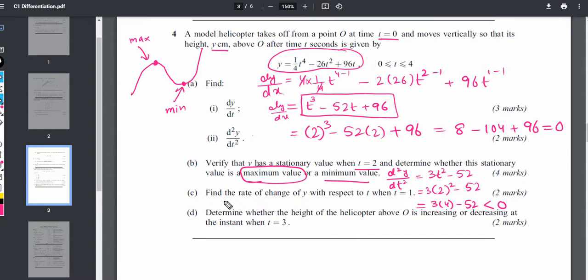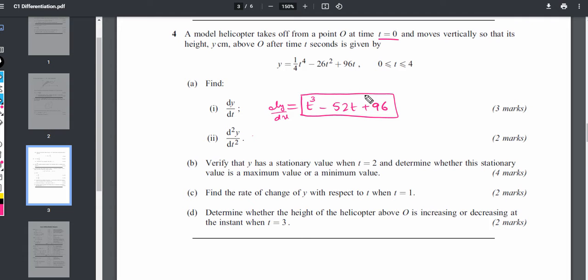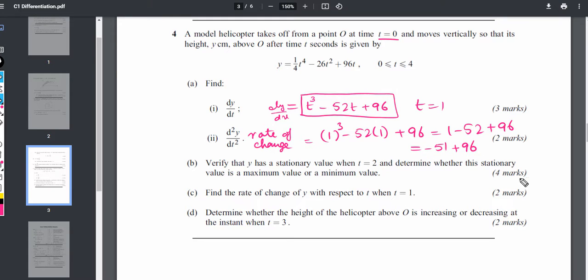In part C, it says find the rate of change of y with respect to t when t equals 1. So this is the expression for the rate of change. Rate of change means the derivative. So we will simply put t equals 1 over here and we'll get the rate of change of y. Rate of change is equal to 1 cubed minus 52 times 1 plus 96. So it will give us 1 minus 52 plus 96, which is negative 51 plus 96. So when I subtract, I will get 45 as my answer. So 45 is the answer for part C.